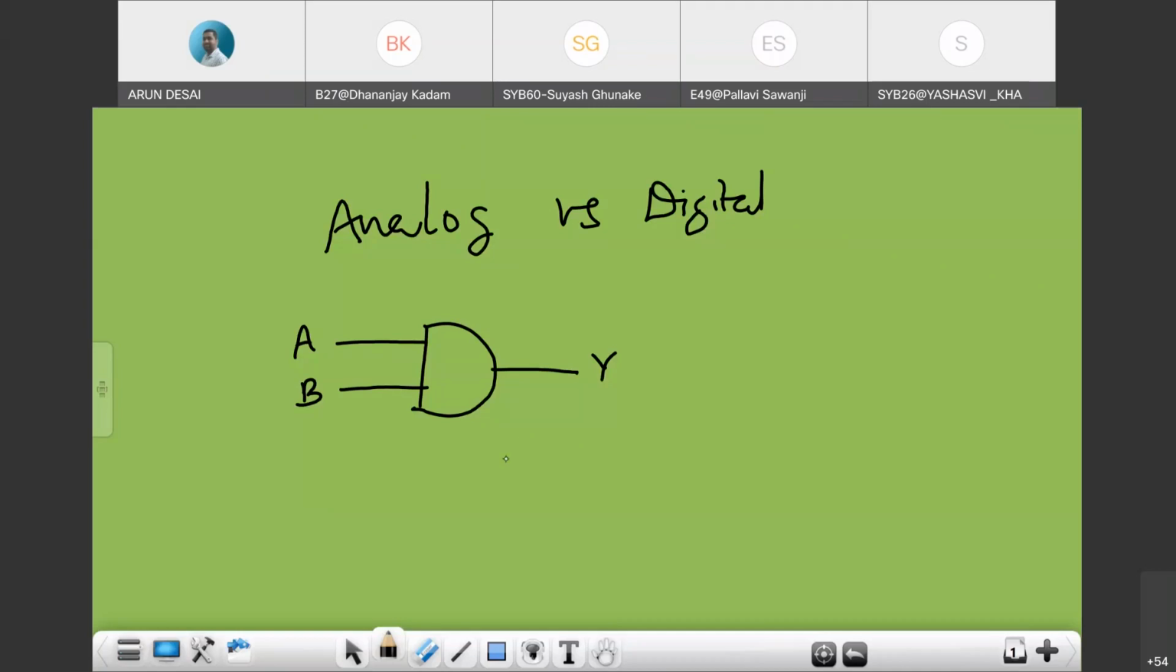So this is something in the truth table. If both inputs are high, then the output is high. In all other combinations of inputs, it is low or zero. So this is the truth table of the AND gate.